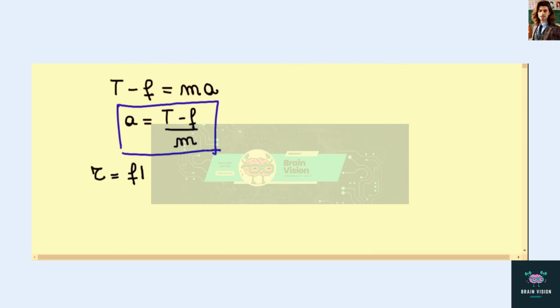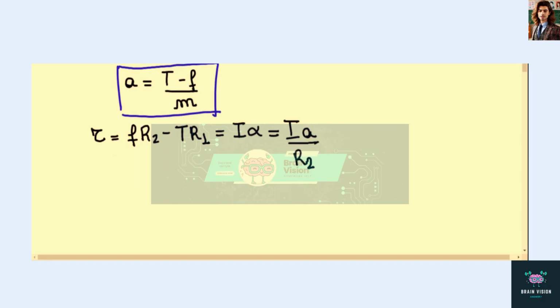So the total torque is F times the distance between the point where the force is applied and the center of mass, which is R2, minus T R1, and this is equal to I times the angular acceleration. Now the angular acceleration is just the acceleration of the center of mass divided by the outer radius of the spool, which is R2. So I'm just gonna substitute A into this last equation.